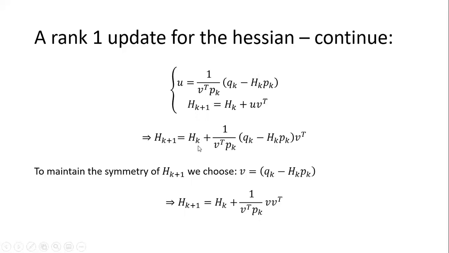So we know that the Hessian Hk is symmetric by definition, and we only have to make sure that this element is symmetric. We will choose v to be equal to qk minus Hk pk, and then we get the expression Hk plus 1 equals Hk plus 1 divided by v transpose pk, multiplied by v v transpose. We know that the first factor is a scalar. This is a symmetric matrix, because if we transpose it, we get the same matrix. And so a sum of symmetric matrices is also symmetric, and our Hessian Hk plus 1 is symmetric.